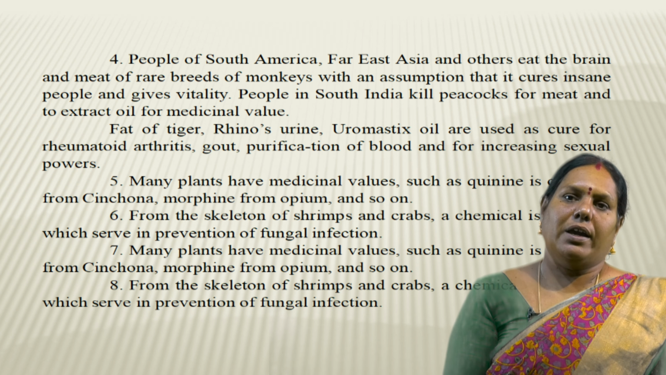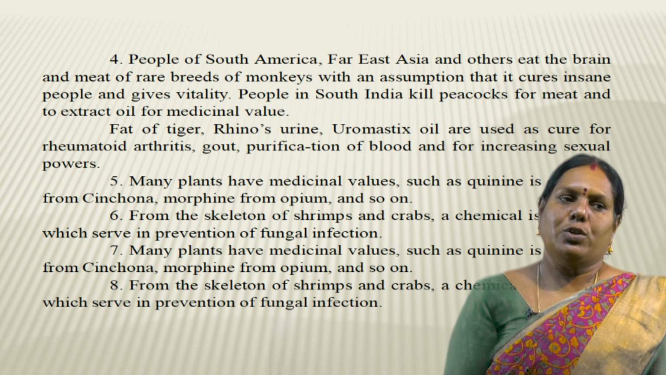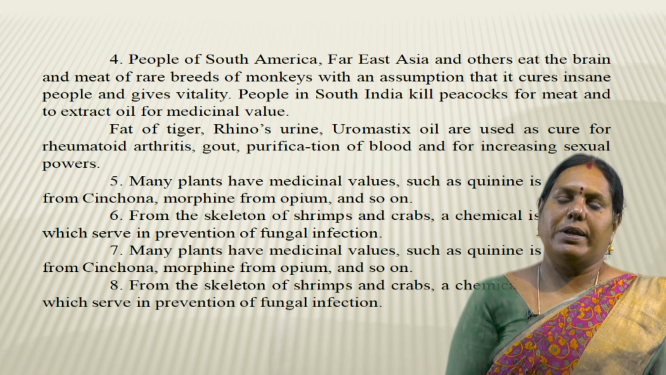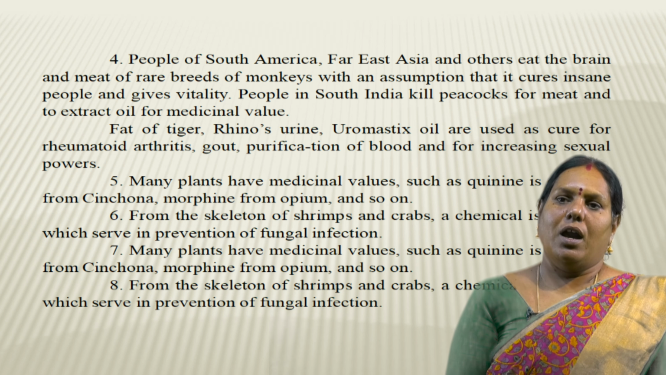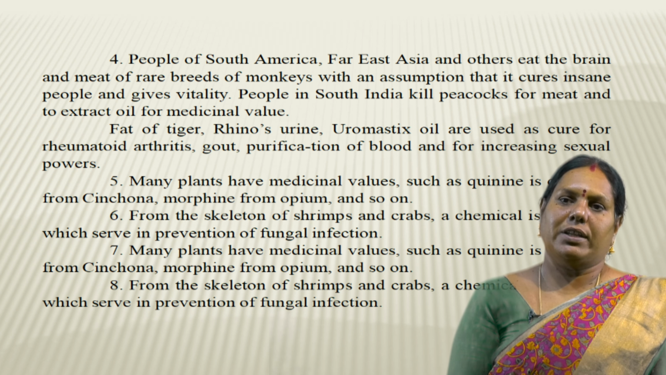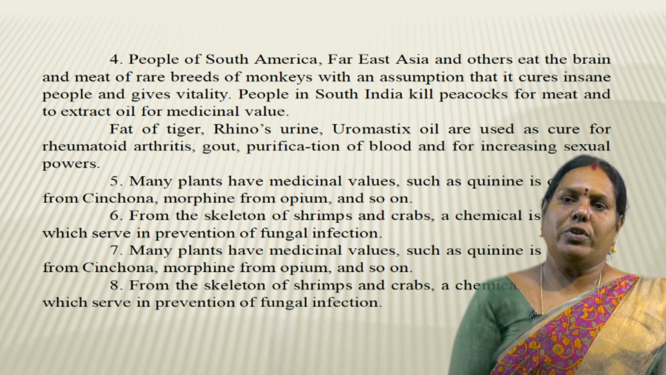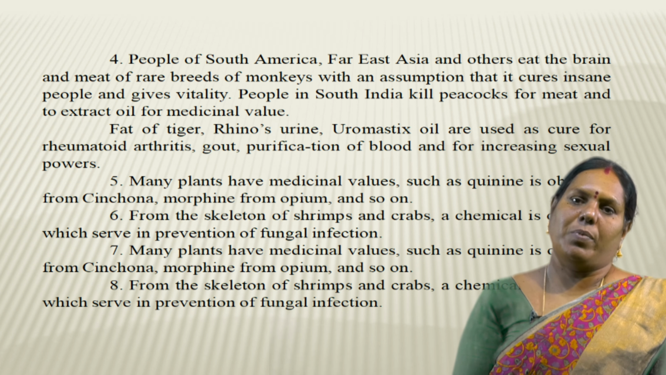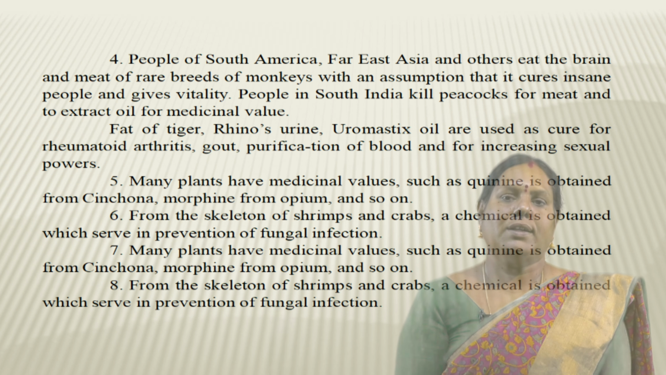People in South India kill peacocks for meat to extract oil for medicinal value. Fat of tiger, rhino's urine, uromastyx oil are used to cure rheumatoid arthritis, gout, purification of blood and increasing sexual powers. So they are eating the tiger.